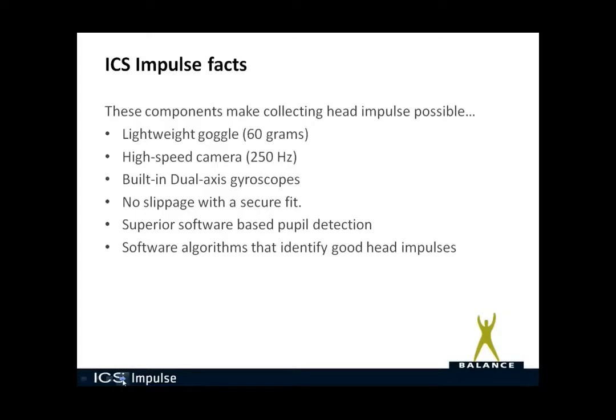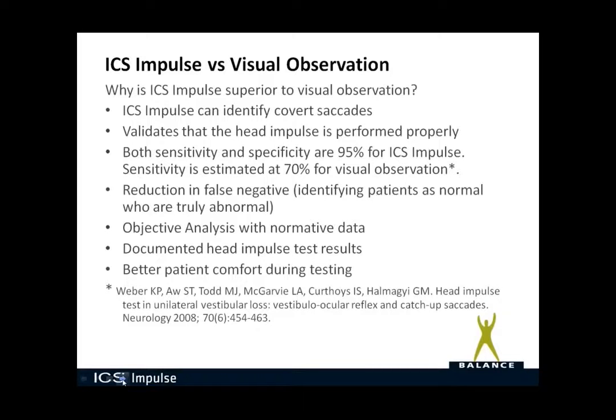And there's two algorithms in here, and we will talk about those two algorithms in more detail in the analysis video. But there are two algorithms in the system that assure that good data is collected, and therefore only good data is analyzed. Let's talk now about ICS Impulse versus visual observation.